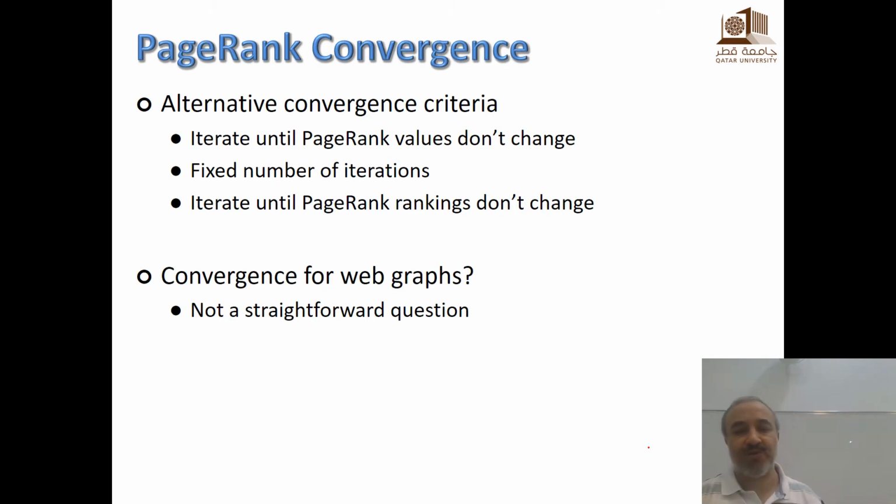Convergence for web graphs, we discussed that already when I told you that we cannot have a solid answer. But for PageRank, when they did it the first time, I think it was 1998 or 1999, the web was much smaller than what we have now, but it took about 60 iterations. I don't know how many iterations we will need for the current size of the web.